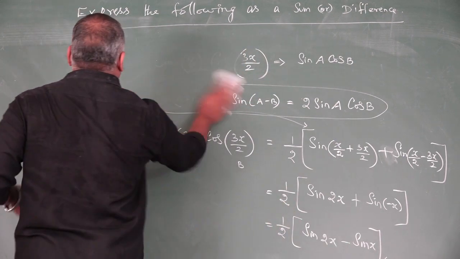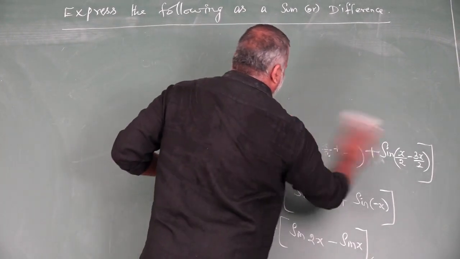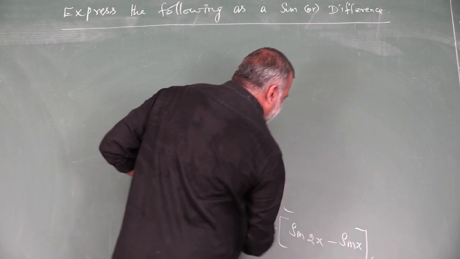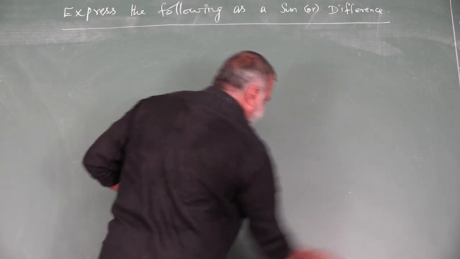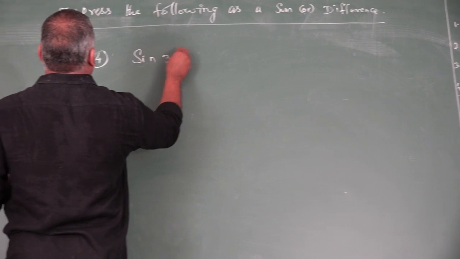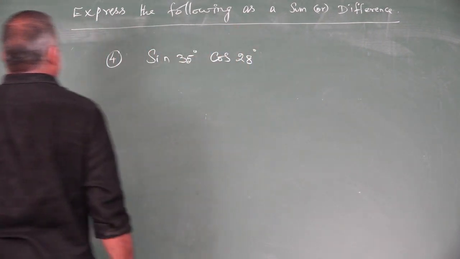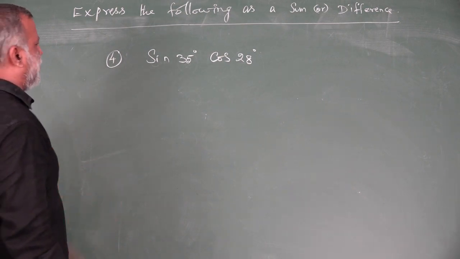See sum number 4 in the same process. Once again, you are having many problems related to this one. Verify your questions in your book and work out all the data. Now, sine 35 cos 28. Now relate with this one.